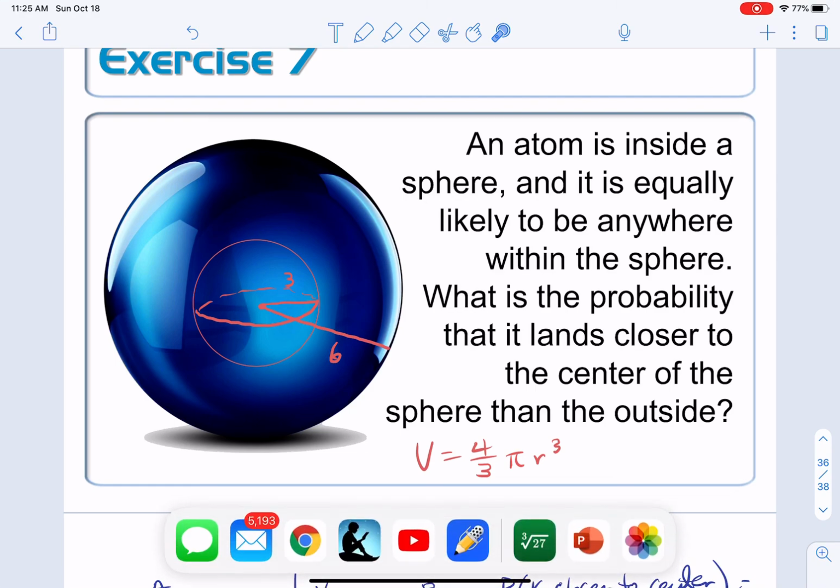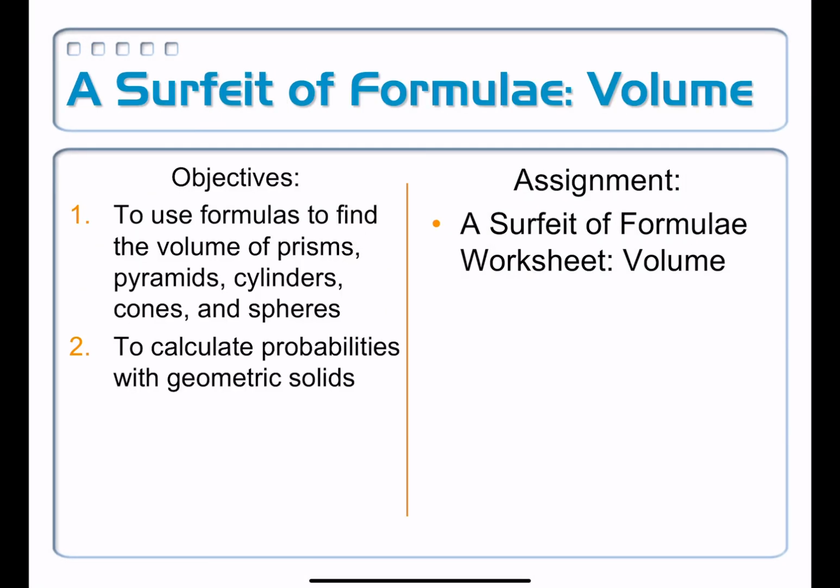Which brings us to the conclusion of this lesson, which was all about volume, being able to use various formulas to find the volume of prisms, pyramids, cylinders, cones, and spheres, and then we can maybe put that in an application in order to calculate probabilities with geometric solids.